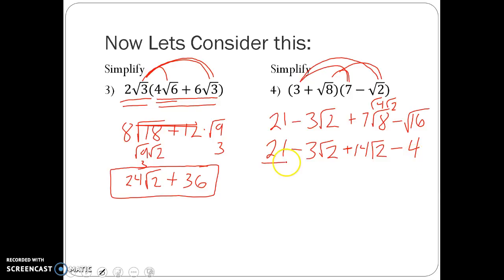So things that I can combine then, 21 minus 4 is 17. And a negative 3 radical 2 plus a 14 radical 2 is 11 radical 2. So my final answer is going to be 17 plus 11 radical 2.